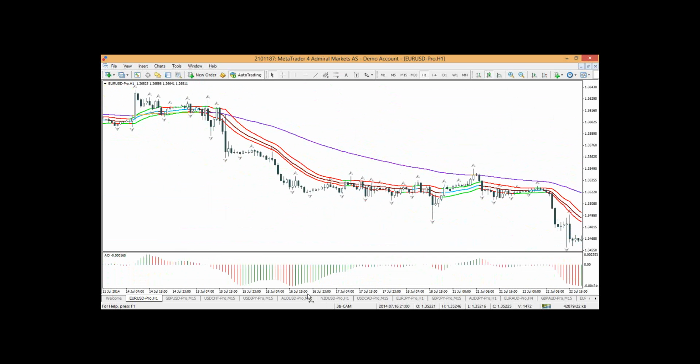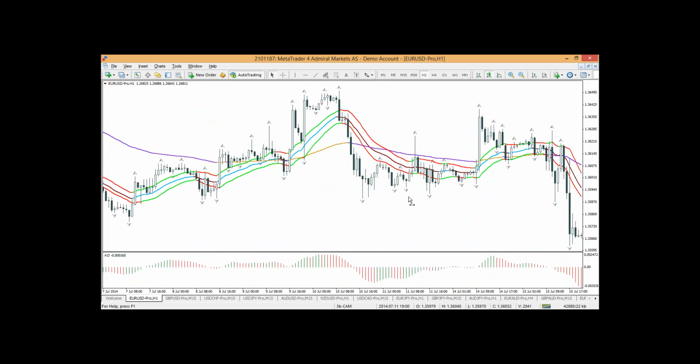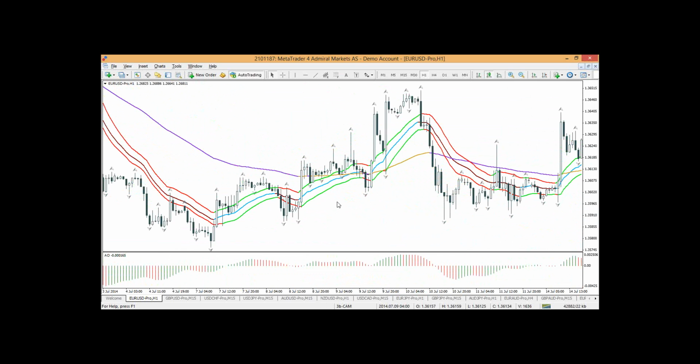So let me zoom out again. I guess we're running towards the end of the session anyhow. Are there any questions you might have?